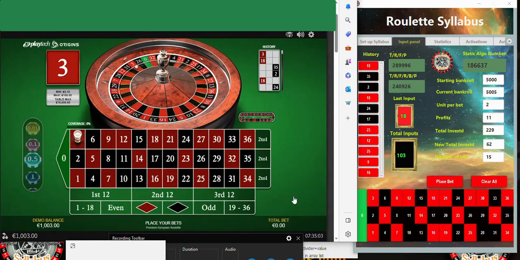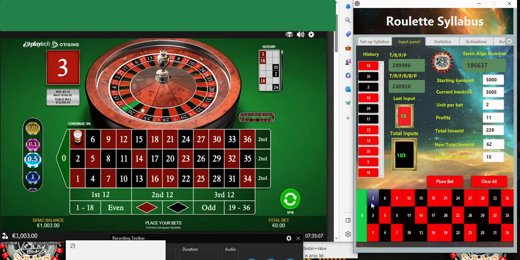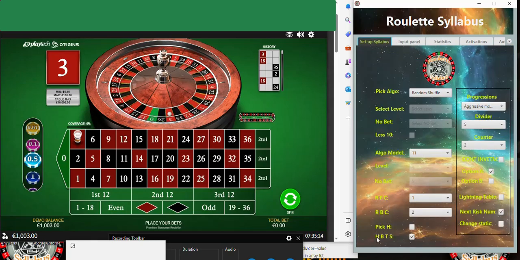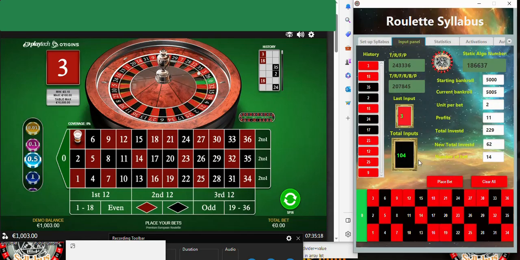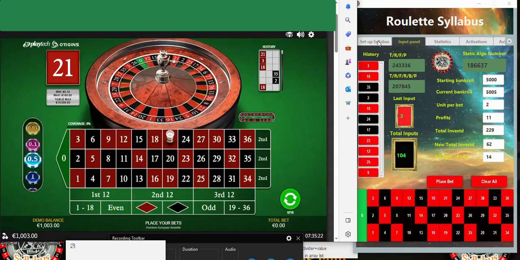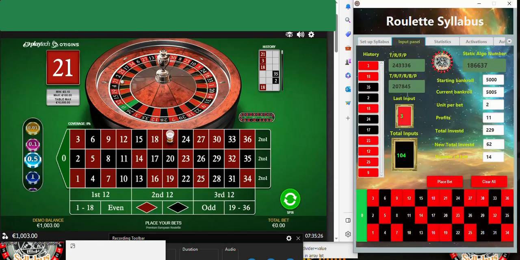Whenever you are using HBTS, then you have the possibility to wait for the next prediction to come before you change. But when HBTS is not clicked, that means you have to leave one spin behind to change the number, because maybe right after you lose, there will be another prediction.